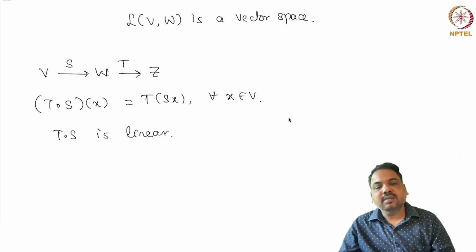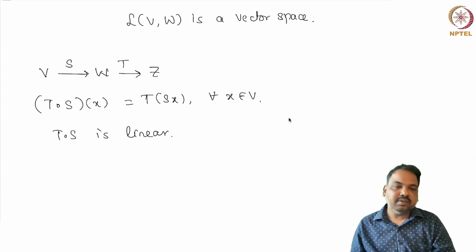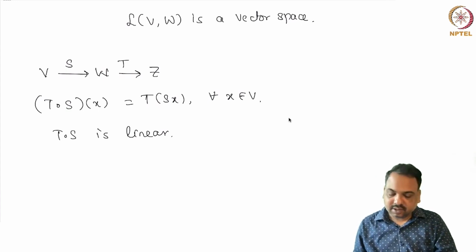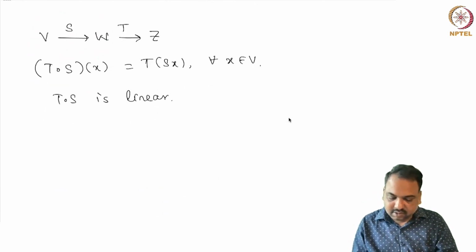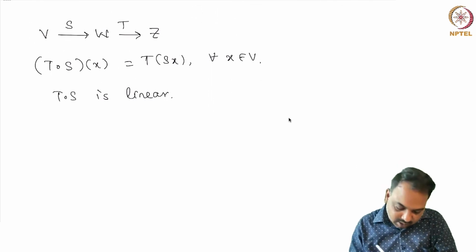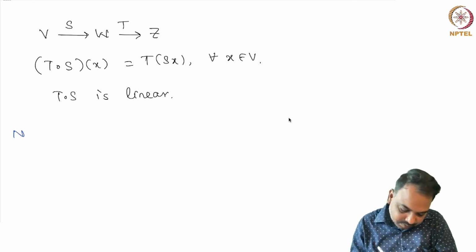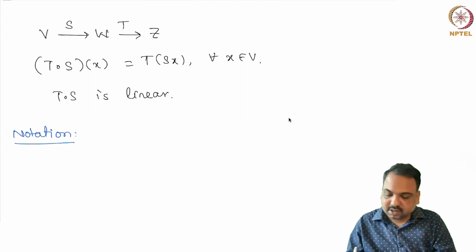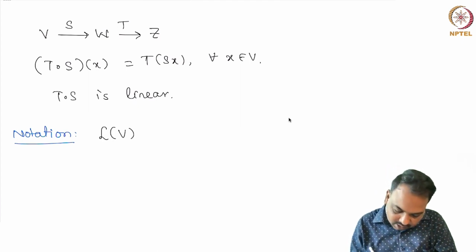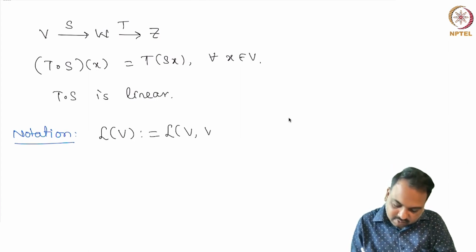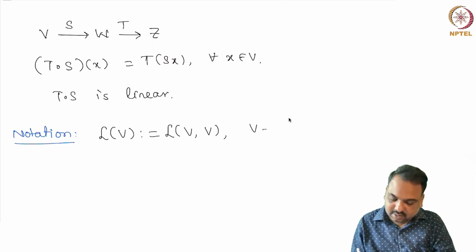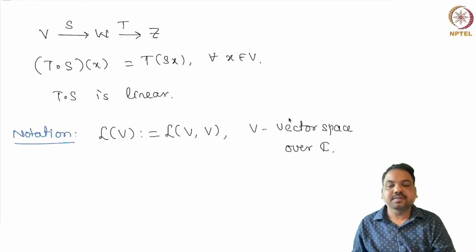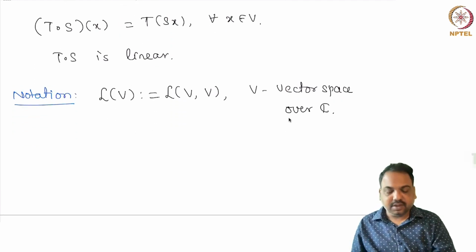But if you want to look at powers of an operator, we cannot take maps from V to W. In that case, we have to look at maps from V to V only. So for that reason, we want to look at maps from V to V. Let us fix a notation. Instead of writing L(V, W) all the time when V equals W, we write this as L(V) instead of L(V, V), where V is a vector space over C. This is for simplification of the notation. So on L(V) we can define composition of two operators.